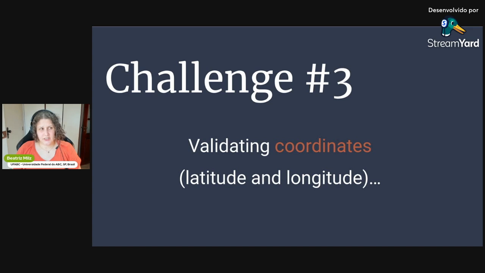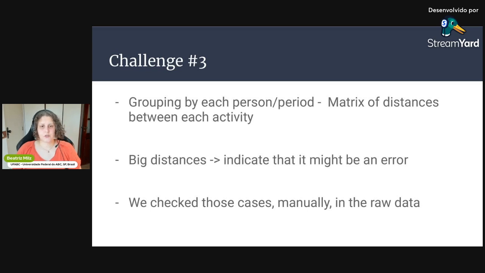And the third challenge, which is the one that is more fresh and that we have been dealing with more recently, is validating the coordinates, so the latitude and longitude. In order to do that, we started creating a matrix of distances, considering each person and period. So for one person in one period, we got all the coordinates for the activities of this person, which is up to 6, right? Up to 5 in the house.